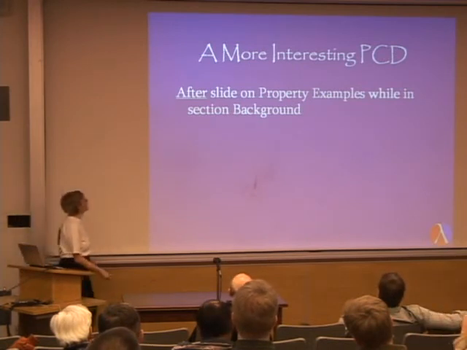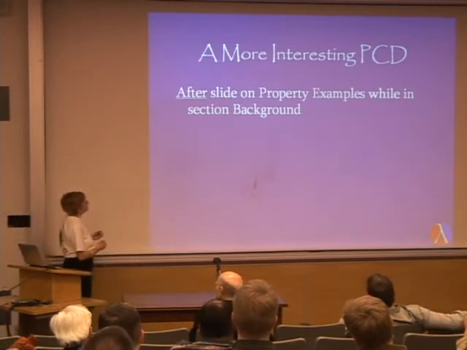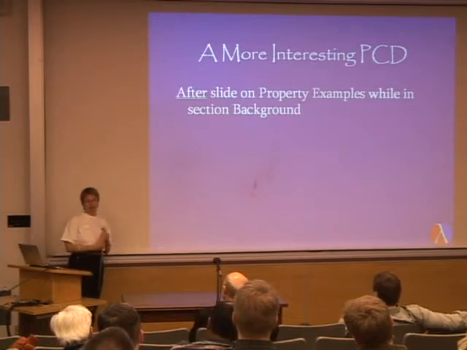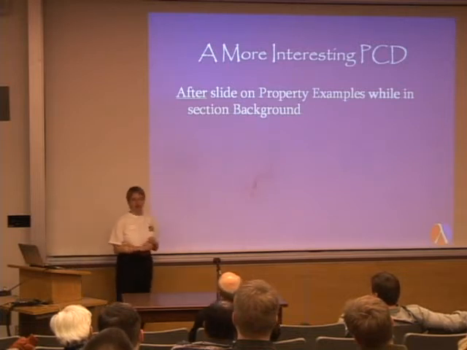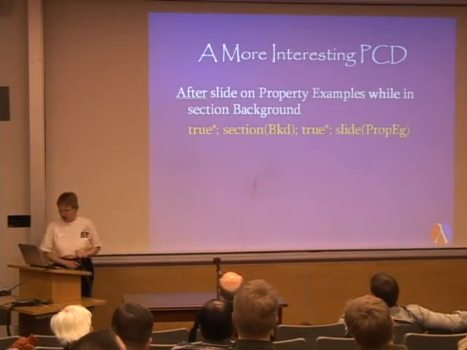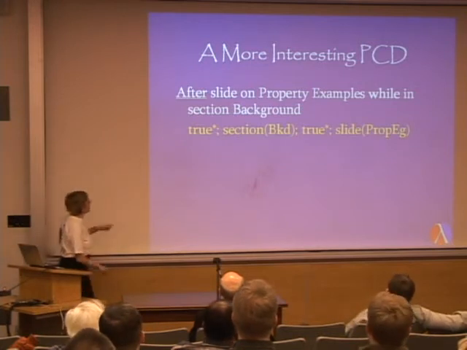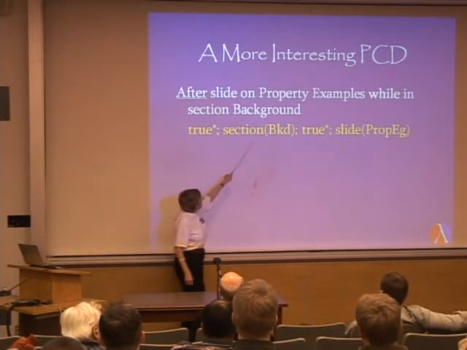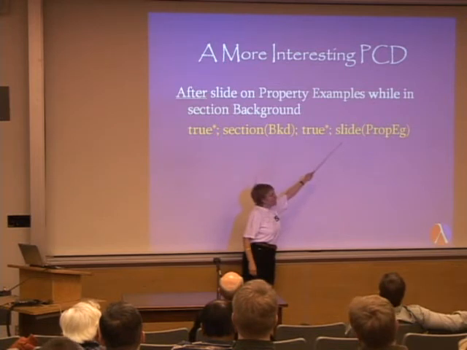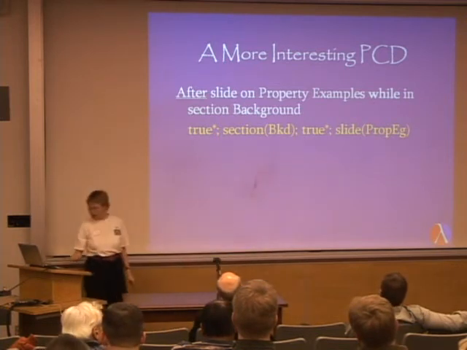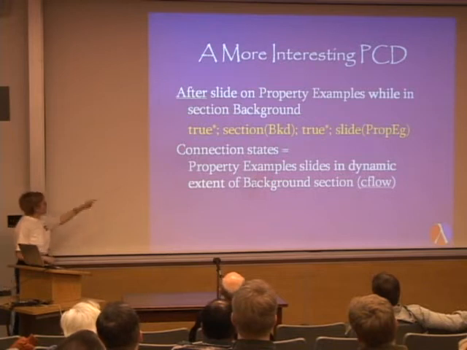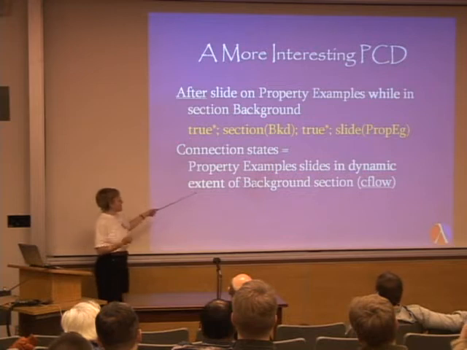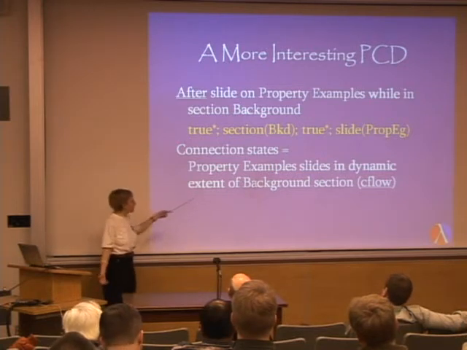So let's look at a more interesting example. Let's say you wanted to insert some material after the slide on the property examples, but while you're still in the background section. Maybe I need to do more detail on the logic for a different audience. As a PCD expression, this looks like the following. So this is saying, what does the stack look like? Well, we've got some stuff on the stack, a background section, some more stuff, and there's a property example section at the top of the stack. Okay, that's the predicate. So the connection states in this case are at the property example slides, but in the dynamic extent to the background section. If you're in the AspectJ world, this is called a cflow.